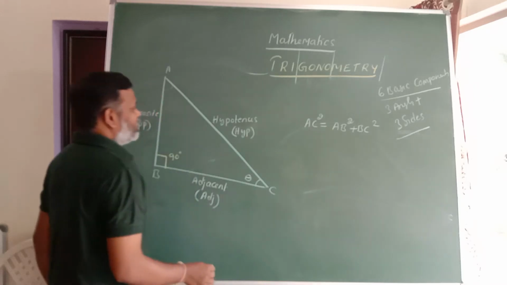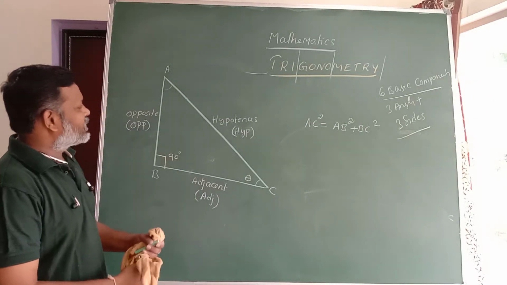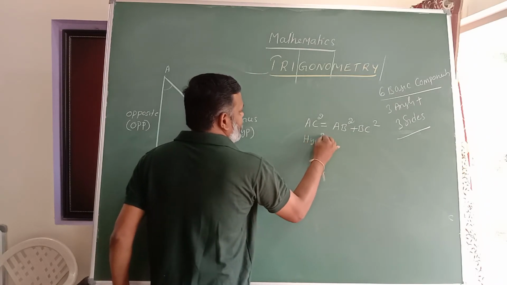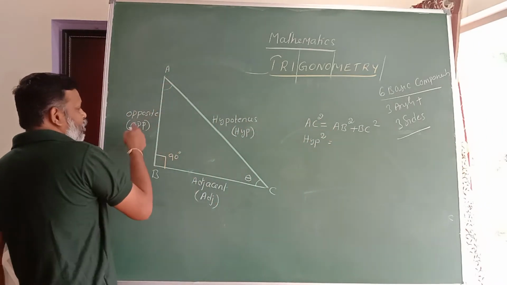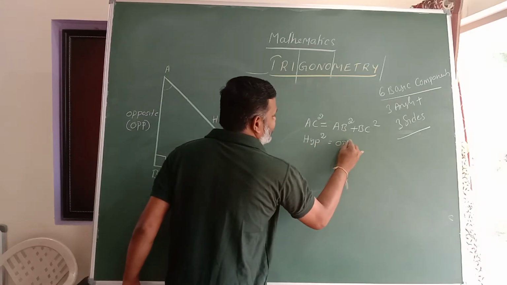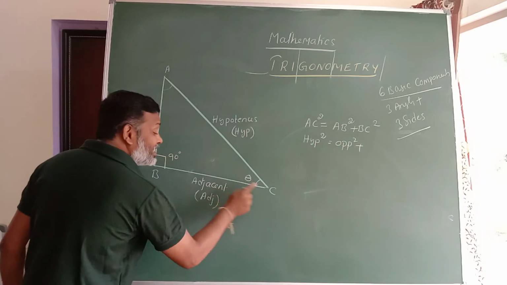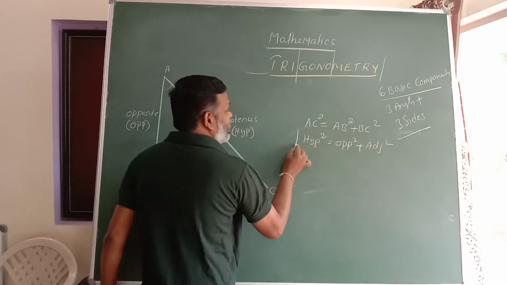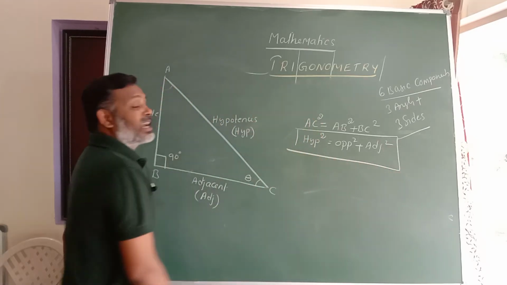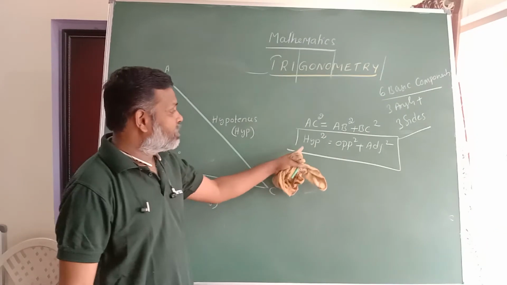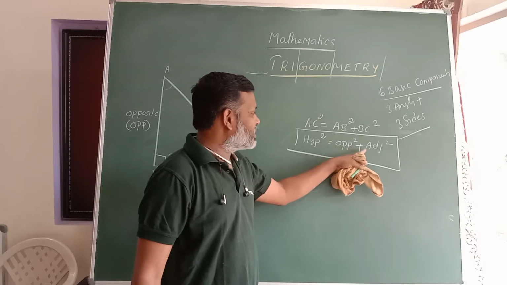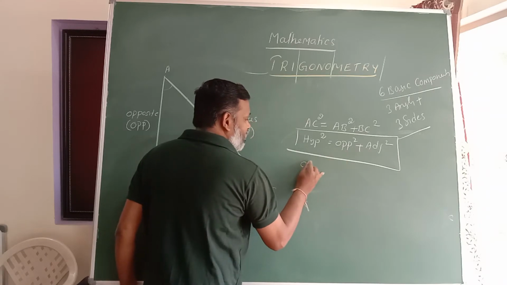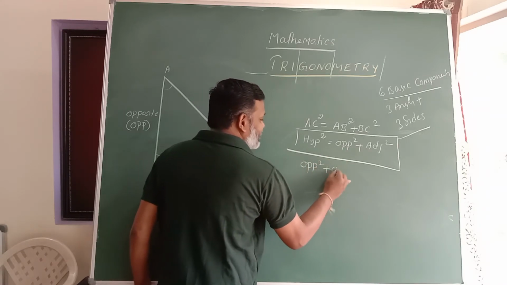Have a look at this. Here AC is the hypotenuse side. Thus AC square can be taken as hypotenuse square, where AB is the opposite. AB square is opposite square, plus BC is the adjacent side. We can take it as adjacent square. So this is the Pythagoras theorem using the right angle triangle. So hypotenuse square is equal to opposite square plus adjacent square, or else you can read it as opposite square plus adjacent square.